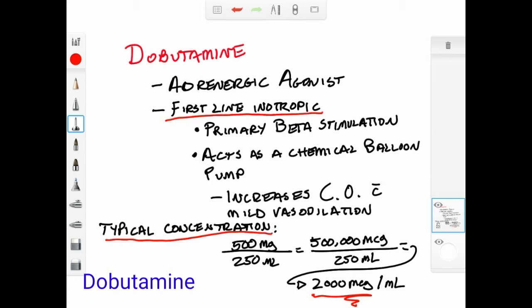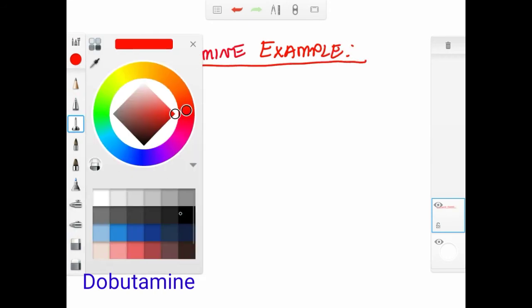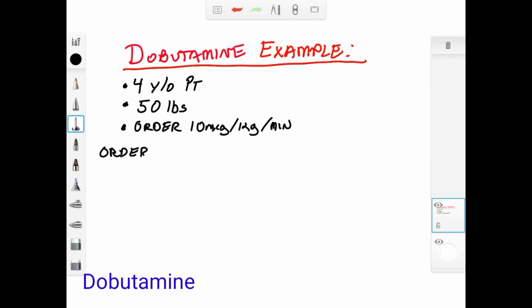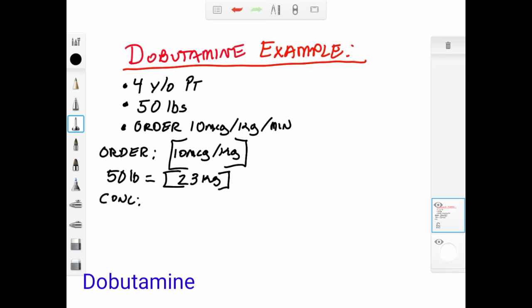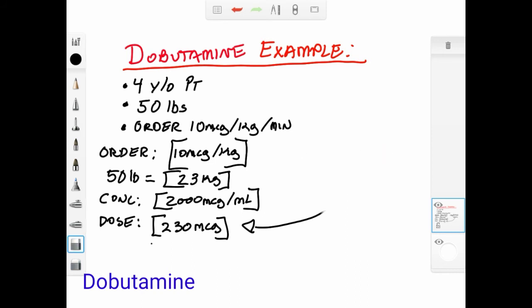So this is what we're going to be plugging into our equation here. We're going to use the 2,000 mics as our concentration. And again, 4-year-old male, just for simplicity, 50 pounds. And we're going to use the order of 10 mics per kg per minute. So we're going to go ahead and set up our equation and our little brackets of information. We know our order is going to be 10 mics per kg. 50 pounds converts down to 23 kilograms. Our concentration again is going to be 2,000 micrograms per ml. And our dose, we're going to go ahead and multiply 23 by 10 for 230 mics. We're going to plug that in as appropriate. And we're using a 60 drop set.